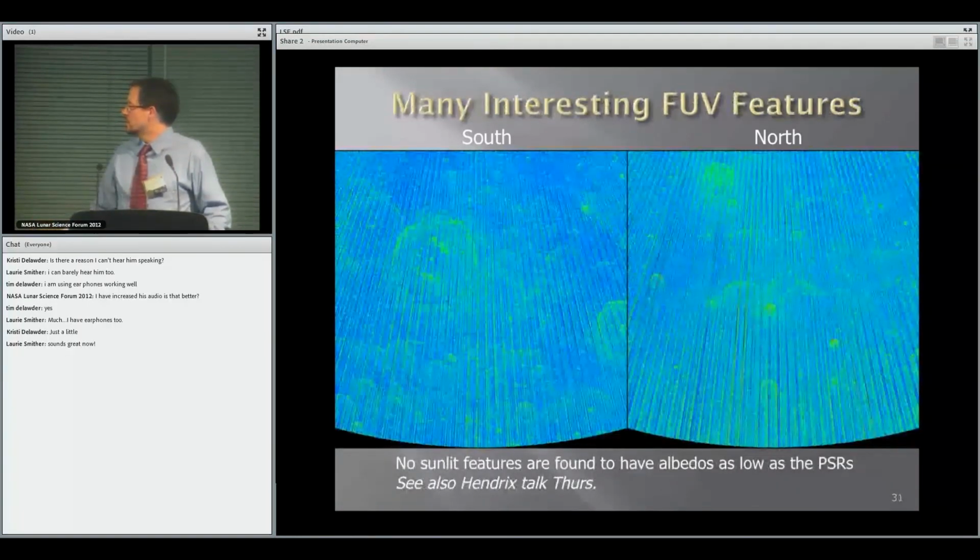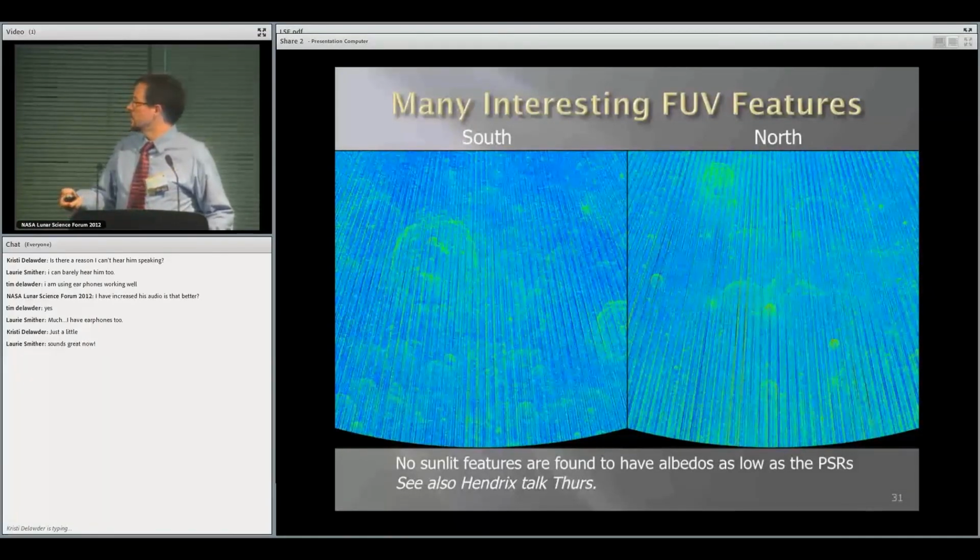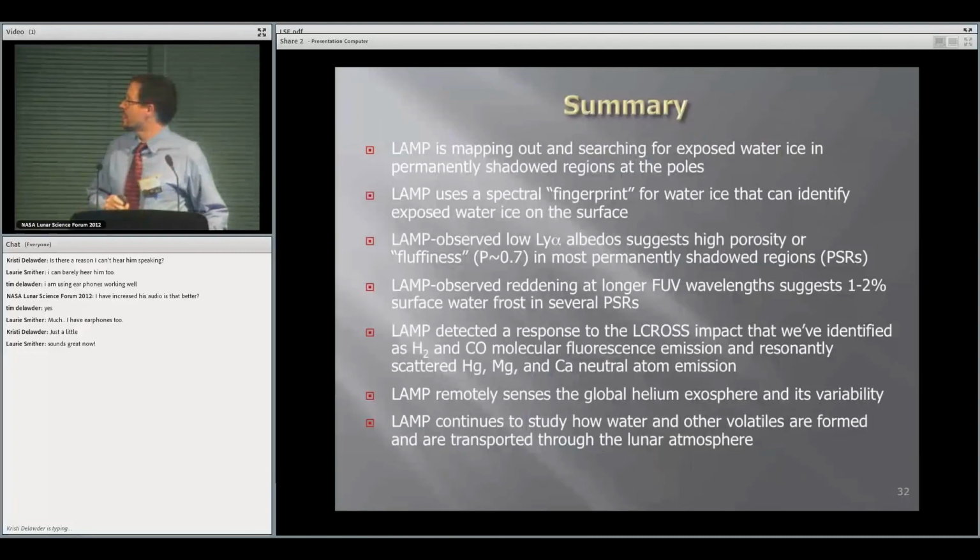Yeah, so it's reassuring that at these lower latitudes, we don't see albedos as low as we do within the PSR. So our story really does hold up there. And when we look at these other lower latitude regions, I'll point you to Amanda Hendricks' talk on Thursday, where she's looked at some dayside spectra and analyzed those. All right. Next slide. That's my summary slide.